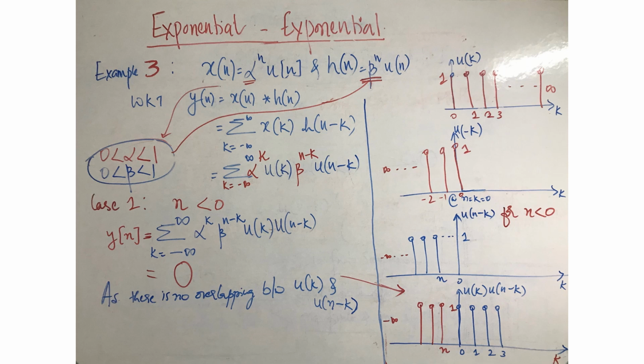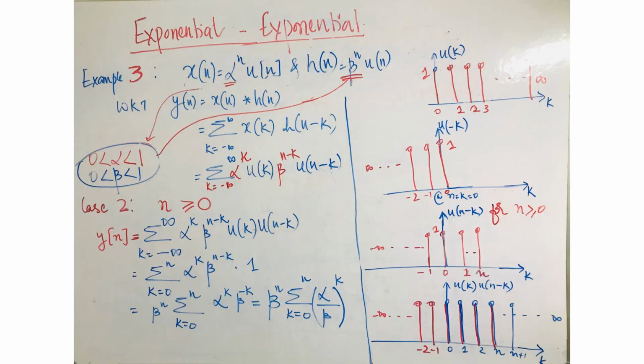Now we can observe the product u of k and u of n minus k. The samples of both the signals are not overlapping in any of the range between minus infinity to plus infinity. So therefore y of n is 0 for n less than 0. Considering the second case, that is for n greater than or equal to 0, again we are keeping alpha to the power k and beta to the power n minus k as it is in the expression, and we'll try to sketch u of k and u of n minus k for n greater than or equal to 0.